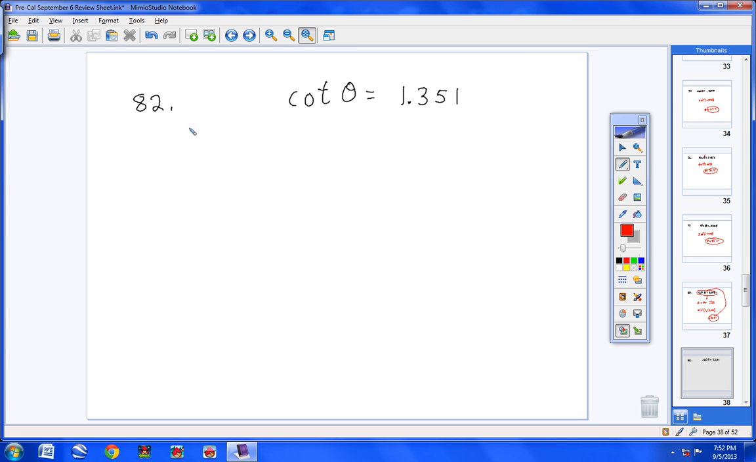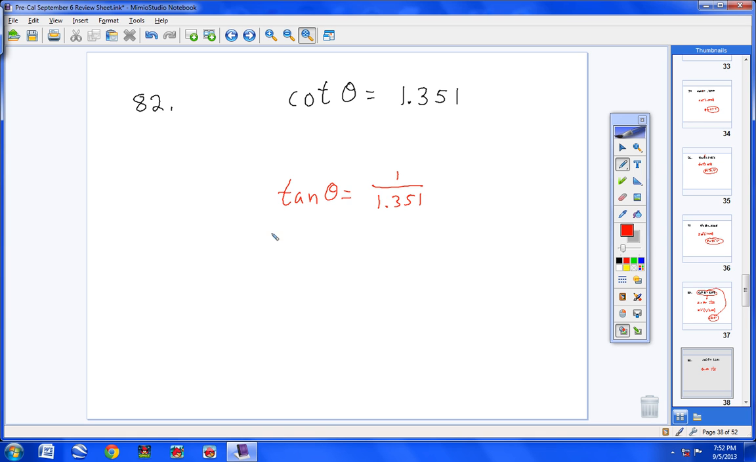And the last one in this section, number 82, cotangent of a certain angle. Cotangent of a certain angle gives you 1.351. We don't have a cotangent to the -1 button. So we're going to write the inverse of this side. The inverse of cotangent is tangent. Now if I write the inverse of one side, then I've got to write the inverse of the other side. So we flip this. It's really over 1. And when I flip it, I get 1 over 1.351.